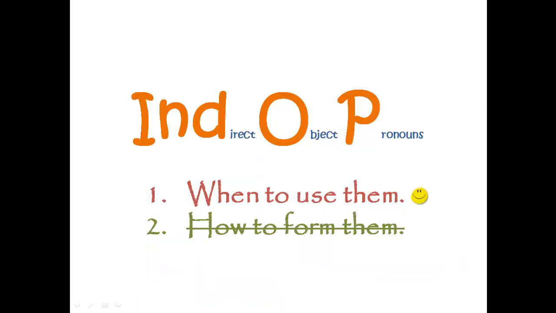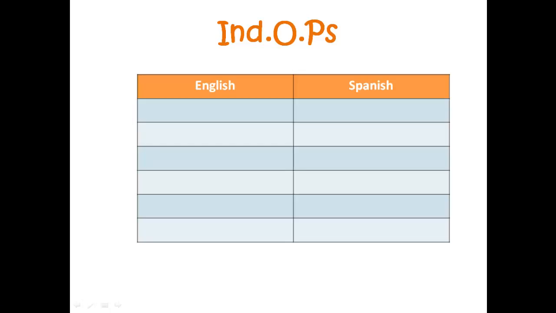So we've looked at when to use them. I think we're fairly happy with that. So now let's have a look at how to form them. Good news, it's not that difficult. So in English, to me or for me or by me. In Spanish, we just use me.